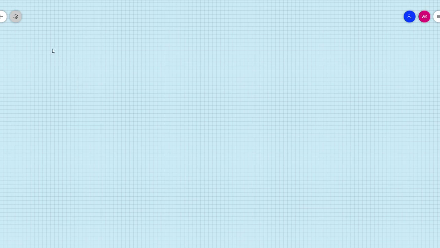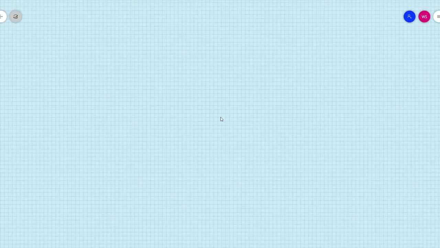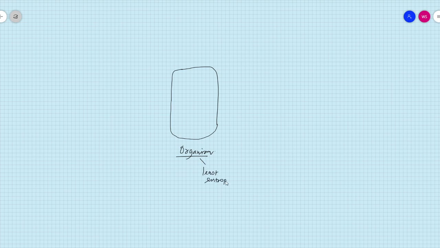In this lecture, we're going to talk about drug metabolism. Suppose we take an organism, let's take the human organism. So this organism tries to have least entropy. The way the organism manages to be in a state of least entropy is by taking chemical compounds into it.